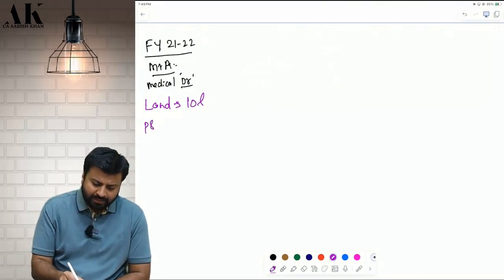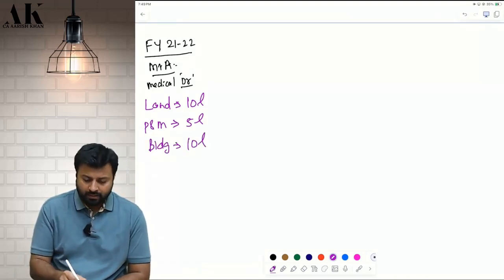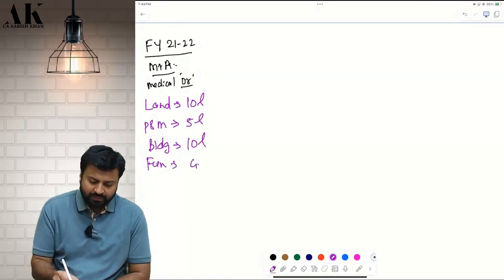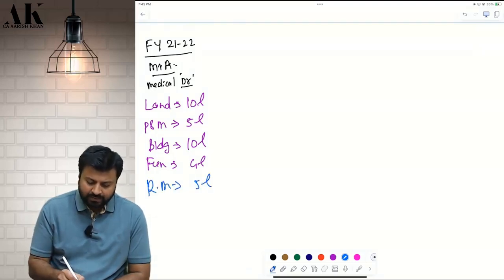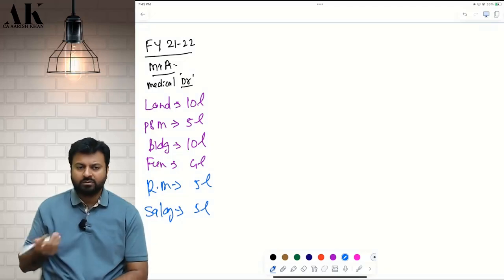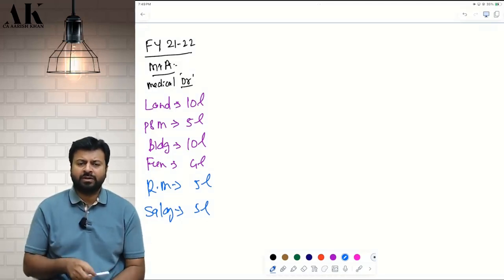Then he purchased some plant and machinery of 5 lakh rupees. Then he also made a building on the land of 10 lakh rupees. He also purchased some furniture of 4 lakh rupees. Then he has purchased some raw material of 5 lakh rupees. He has paid some salary to some employees of 5 lakh rupees. Okay. So to start research, at least these minimum things would be required.